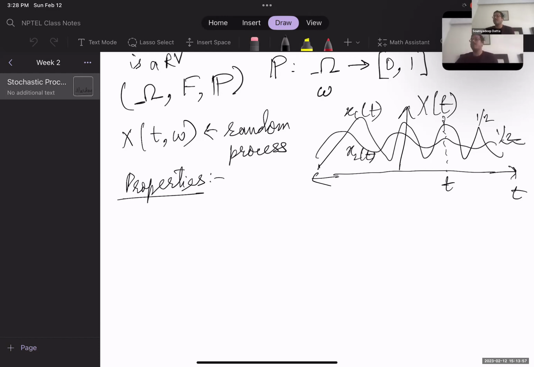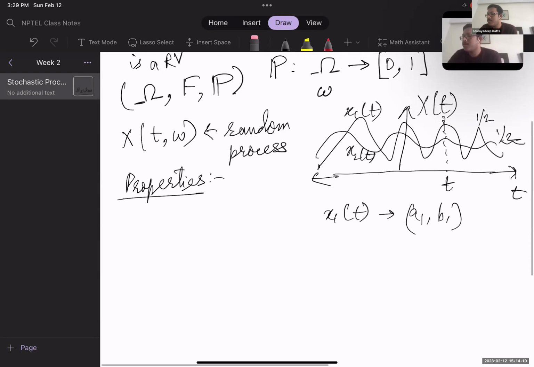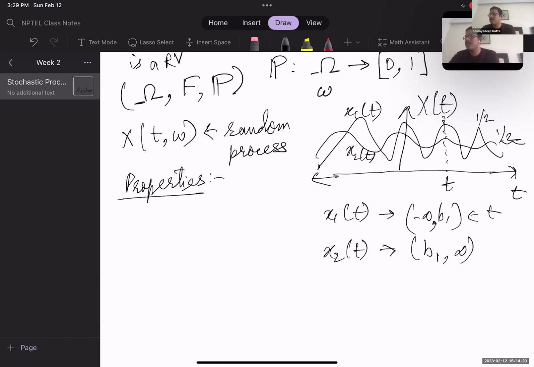Even if you form a rule, like it will behave as x1 of t for a certain range of time, and x2 of t for another range of time, something like x1 of t from minus infinity to b1 and x2 of t from b1 to infinity, and this is known to be the behavior, even then this is not really a random process. Again this is deterministic, because we know for sure what the value will be.